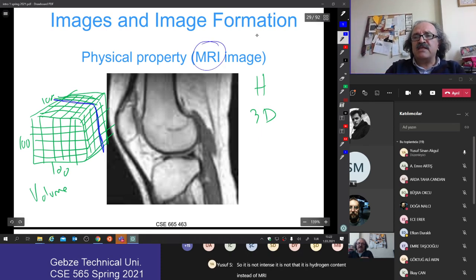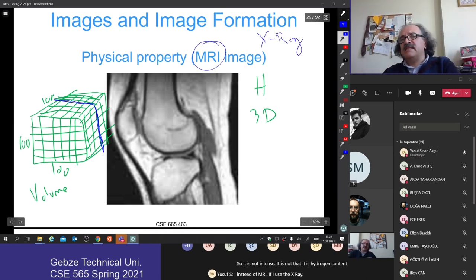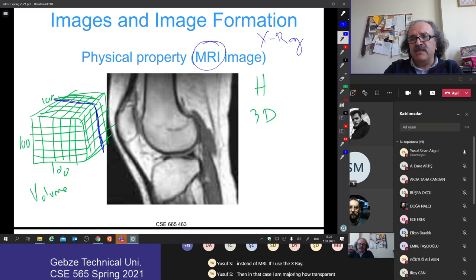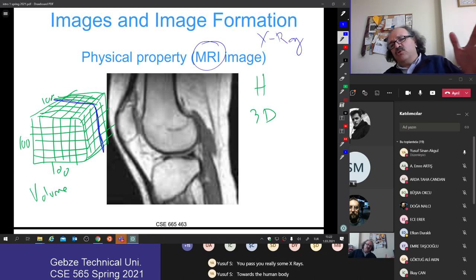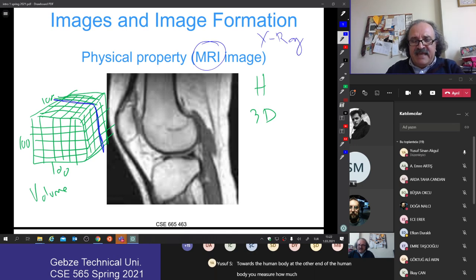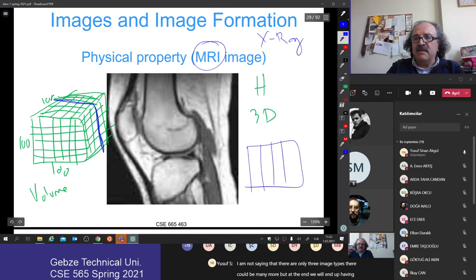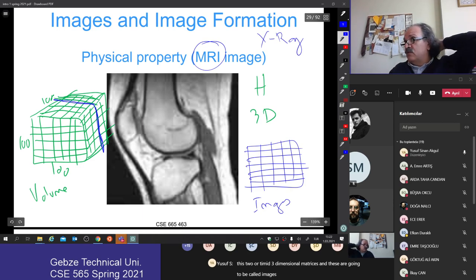Instead of MRI, if I use X-ray, then in that case, I am measuring how transparent that point is with respect to the X-rays. You release some X-rays towards the human body. At the other end of the human body, you measure how much of them has passed through the body, and you form an image. This image measures the X-ray amounts. So this is our third image type. I am not saying that there are only three image types. There could be many more, but at the end, we will end up having these two or three-dimensional matrices. And these are going to be called images. Two-dimensional images or three-dimensional images.